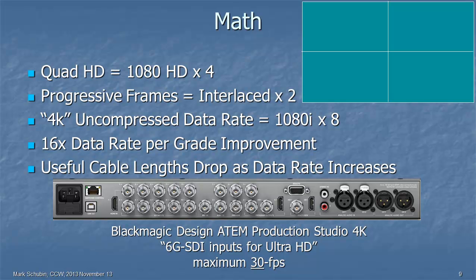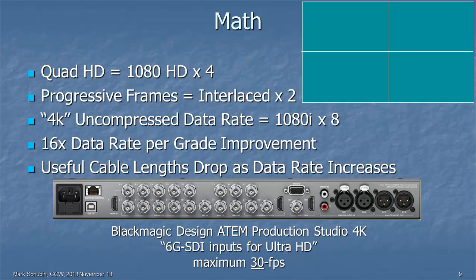Well, 6G SDI is only 4 times the HD data rate. And so if you ask them, they'll say, oh yeah, we can do 4K, but only up to 30 frames a second. Well, that's half the number of pictures per second that we have in standard HD. Is that going to be good enough?